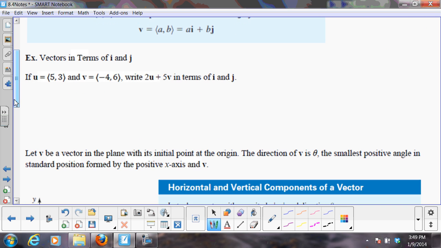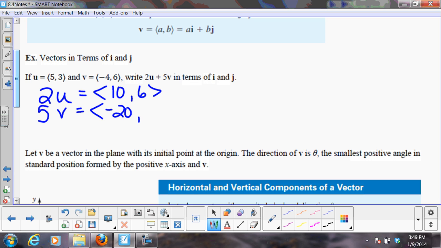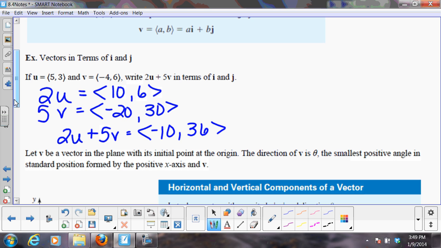So if they want to write 2u plus 5v. Well, it's double u, which becomes 10, 6. Times v by 5, which is negative 20, 30. And I'm adding them. So 2u plus 5v is negative 10, 36. But written as i's and j's, take out the arrowheads, stick an i behind the first term and a j behind the last term.